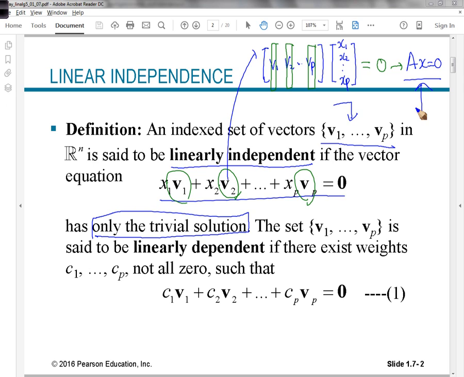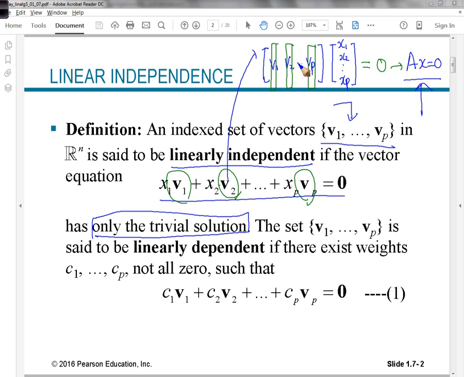It will have more solutions, and those other solutions will of course not be all zeros, right? It will have some non-zeros. And if that kind of non-zero solution exists, in that case we call these vectors linearly dependent.